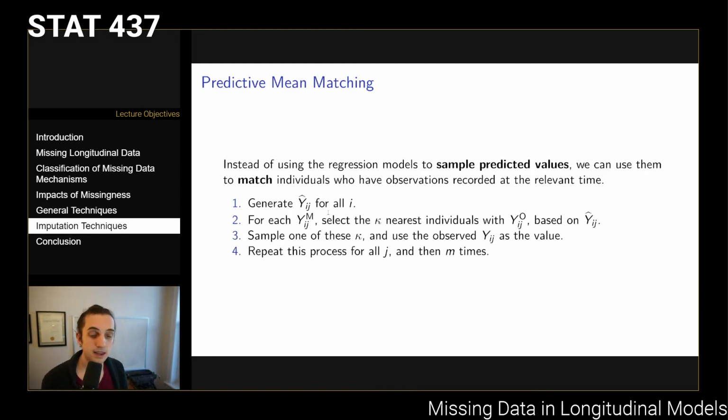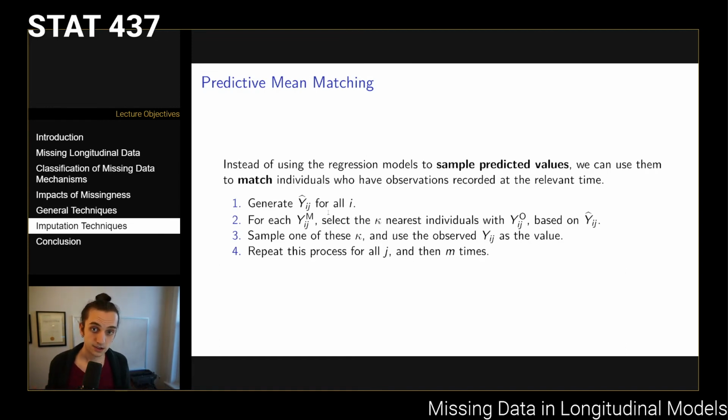And so then you repeat this process for all of the j, and you repeat this m times. So the key difference here is that we're fitting the same types of regression models, but instead of using our predicted means to randomly sample from the outcome distribution, we're using them to match individuals with those who actually had observed values. And this is going to have a couple of benefits over the standard regression technique.